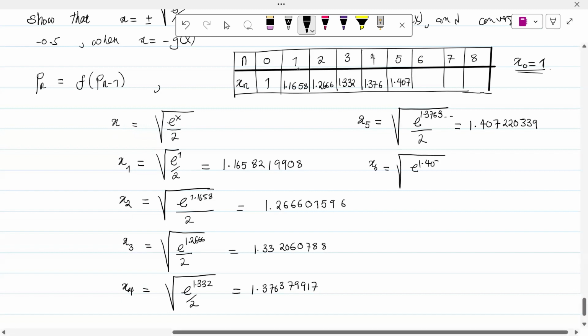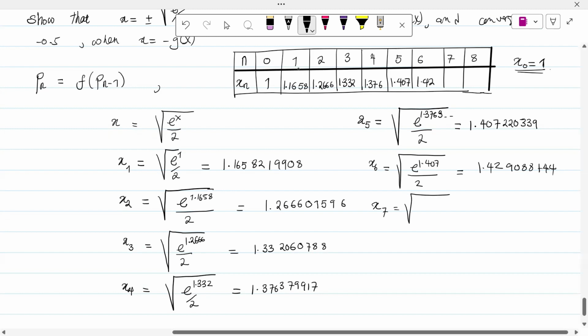As you can see, we are actually approaching this, right? We're actually approaching that. Over 2, how much do you get? 1.42, something like that. So this is x6, 1.42.